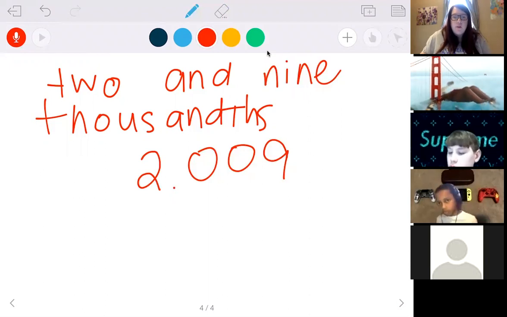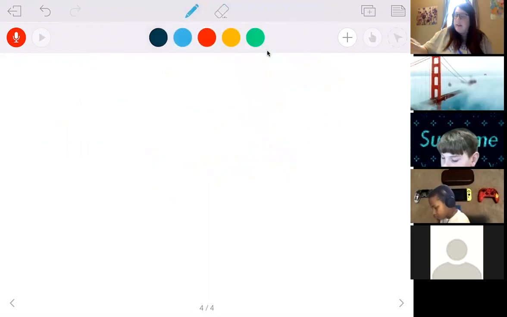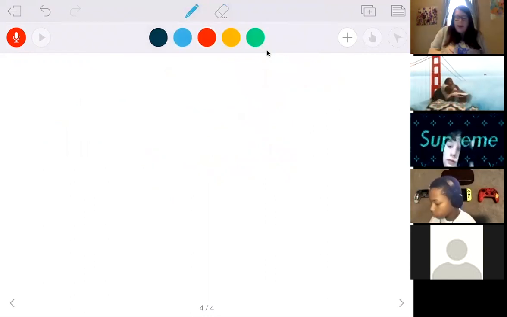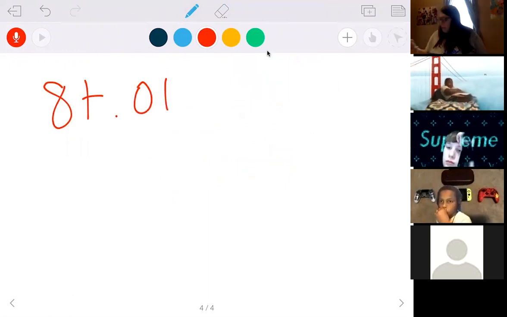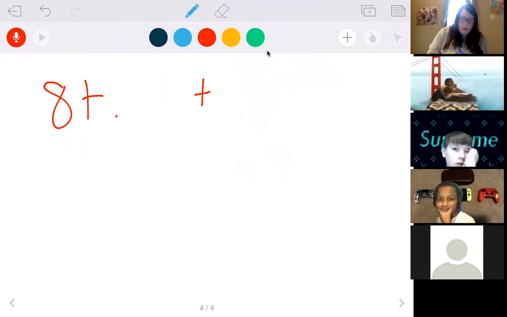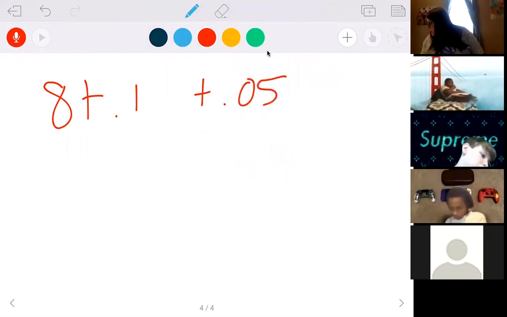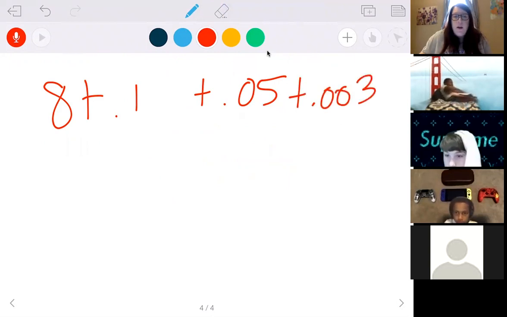Let me show you some other ones I'm not going to give you for homework today, but I do want you to know how to do things like this. So if I gave you 8 plus 0.1, sorry, don't put 0.1, it's just 0.1. 0.1 plus 0.05 plus 0.003. Sometimes they'll give you one in expanded form and want you to put it into standard form.